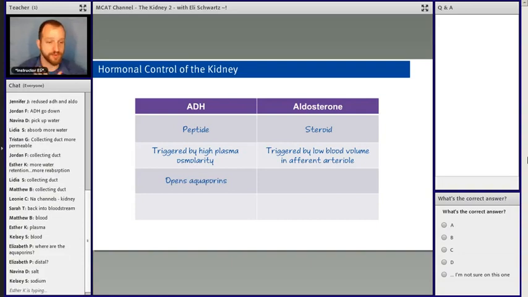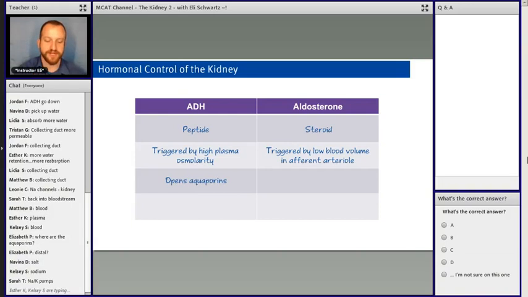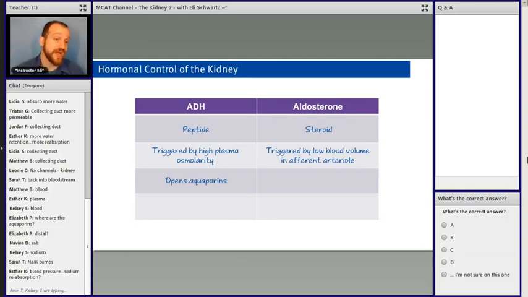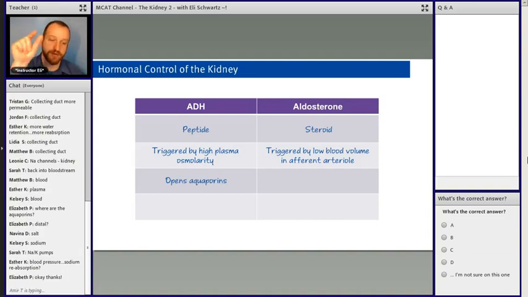And the aquaporins, to Elizabeth's question, the ones that would be affected by ADH are primarily on the distal convoluted tubule. They're actually not primarily on the collecting duct. Good question. I should have been more specific. It is increasing sodium-potassium pump. You got it. Sarah, yes.